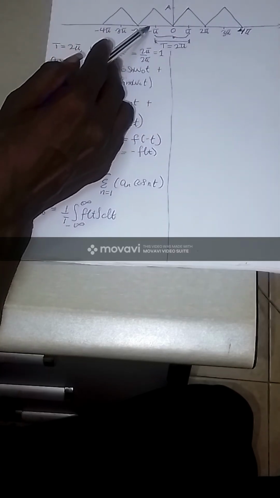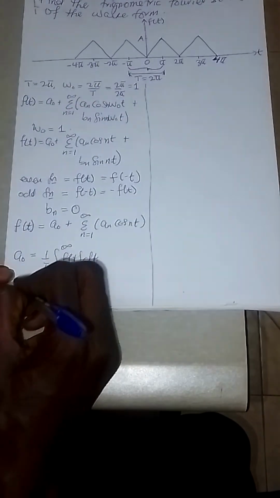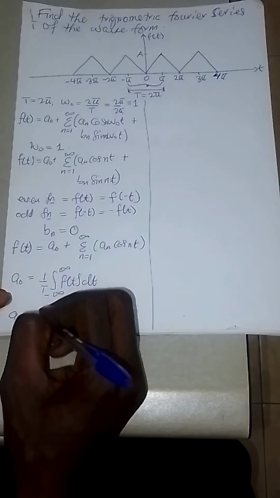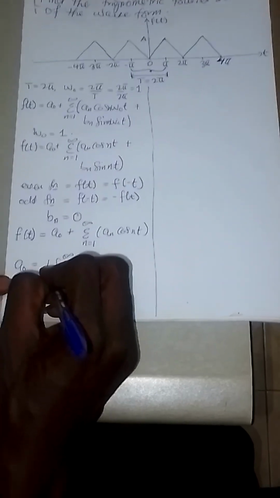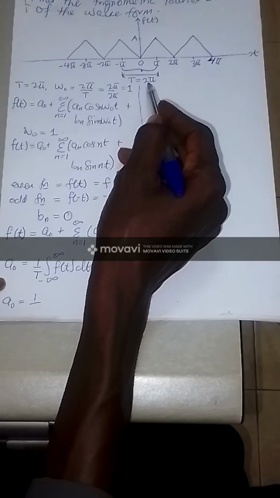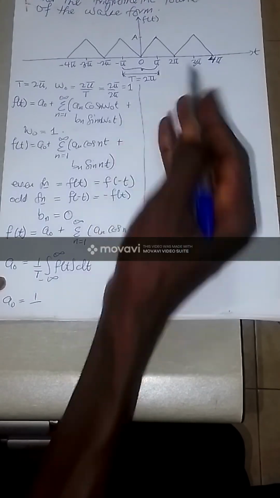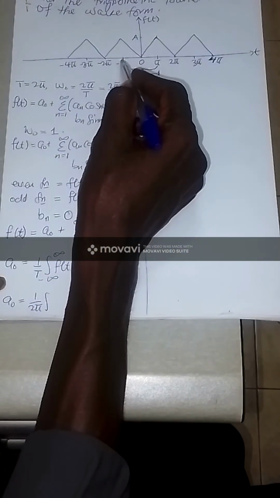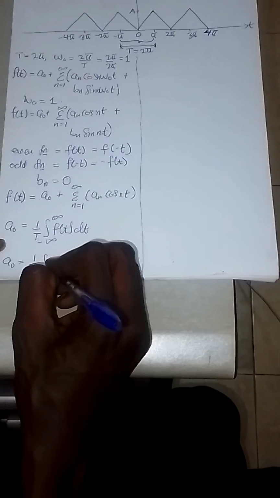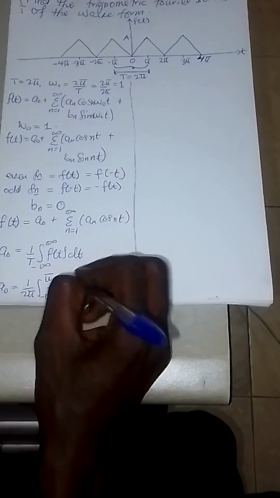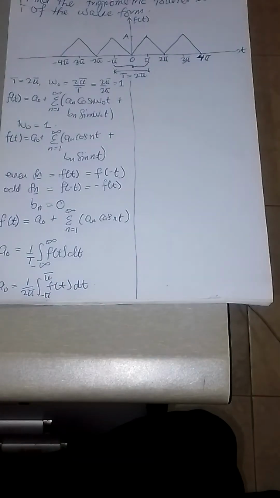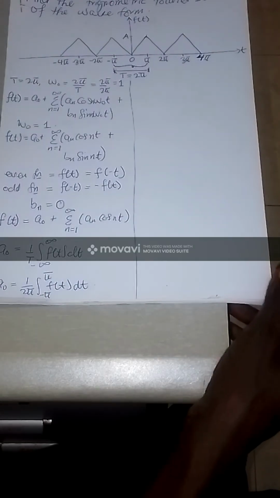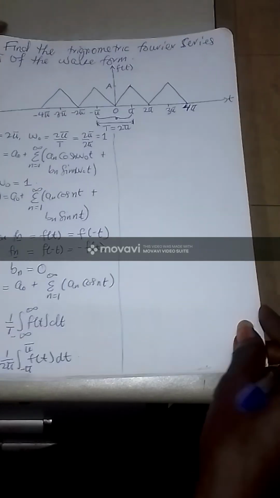Because you can see that I took the function from minus pi to pi. So let me write here, A0 is equal to 1 over, what is the period? The period we got to be 2 pi. Okay, the period is 2 pi. So 1 over 2 pi into the integral, I'm starting from minus pi to pi, of f of t dt. Alright? Okay, knowing this, let's continue.